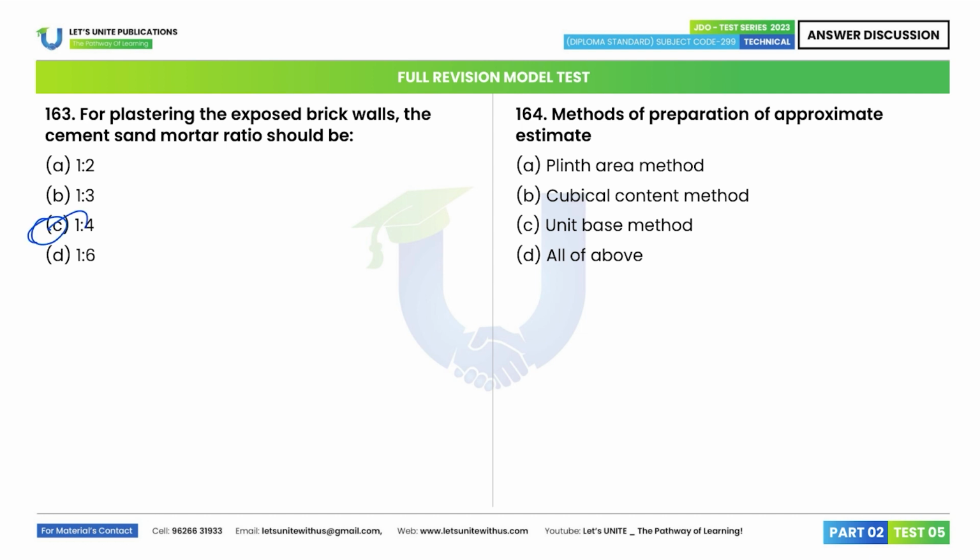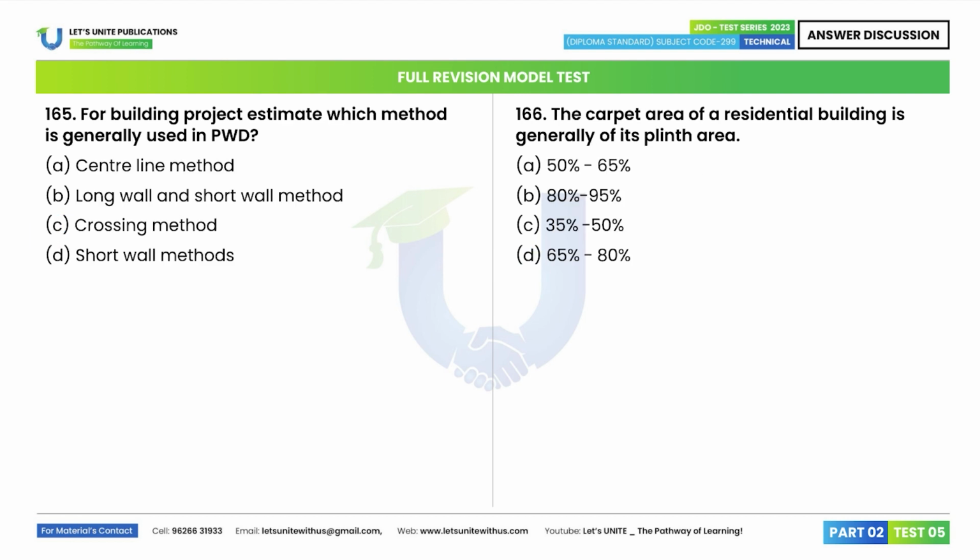Next, 164. Methods of preparation of approximate estimate: plinth area method, cubical content method, unit based method, all of them come. So option D, all of the above. Next, 165. For building project estimate, which method is generally used in PWD? Long wall and short wall method, both. Option B. Next, 166. The carpet area of a residential building is generally 50% to 65% of its plinth area. Option A.